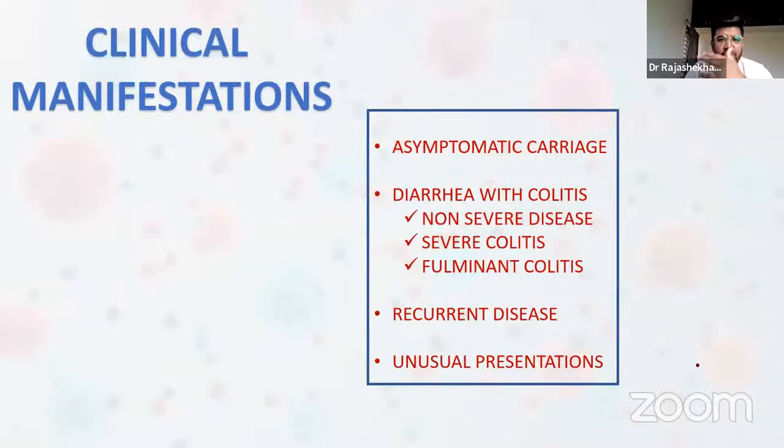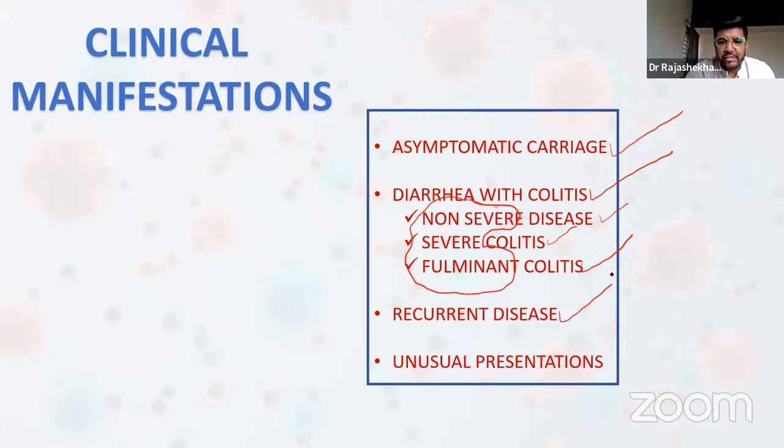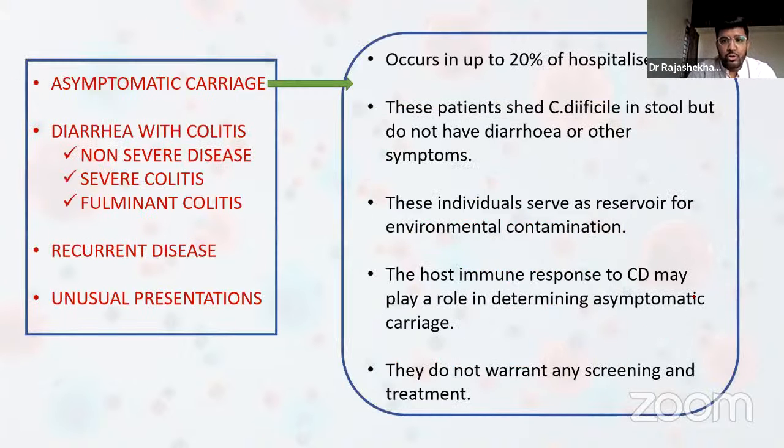How do the clinical manifestations present in these patients? They can present as an asymptomatic carriage. They can present with diarrhea with colitis. In this, it can be a non-severe disease, a severe disease, or a fulminant disease. These are the standard terminologies given by the gastroenterology associations. And it can be a recurrent disease, and there are some unusual presentations of CDI. The asymptomatic carriage occurs in 20% of hospitalized adults.